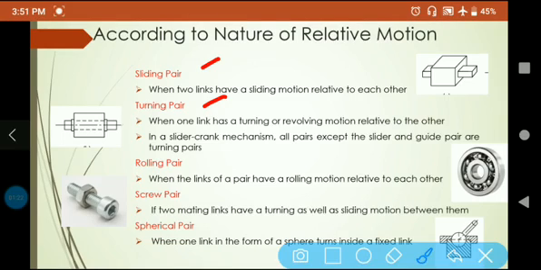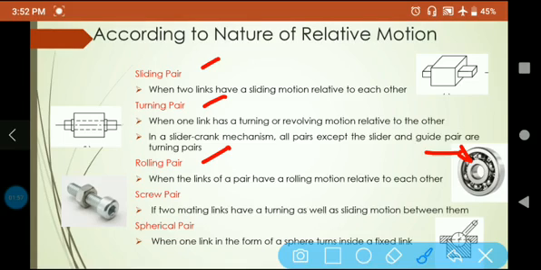Now the third type of classification based on nature of relative motion is a rolling pair, when the links of a pair have a rolling motion relative to each other. An example is a ball bearing. The ball and the bearing are two different links, and the relative motion between the two links is a rolling motion. So then they form a rolling pair.